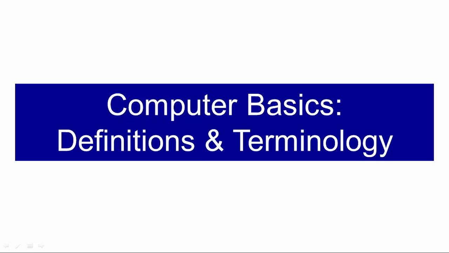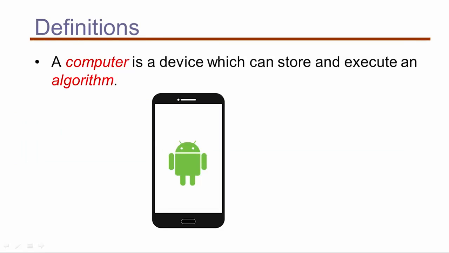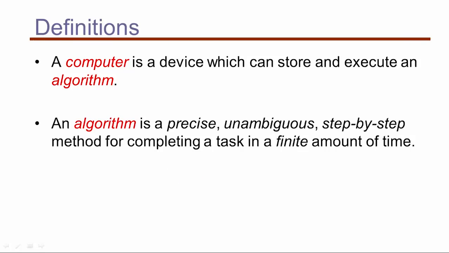To start things off, let's define what a computer is. A computer, regardless of whether it is a desktop computer or a mobile phone, is a device which can execute a program, or what we call an algorithm. And an algorithm is simply a precise, unambiguous, step-by-step process for completing a task. Note that all three of those attributes are extremely important.